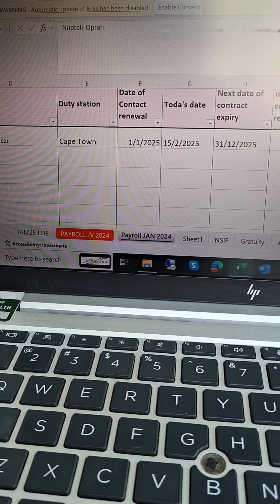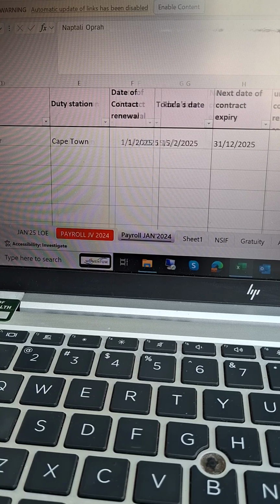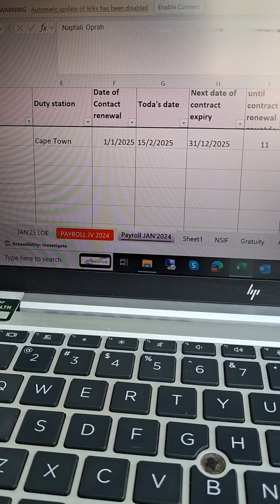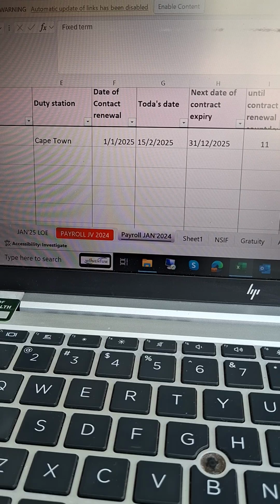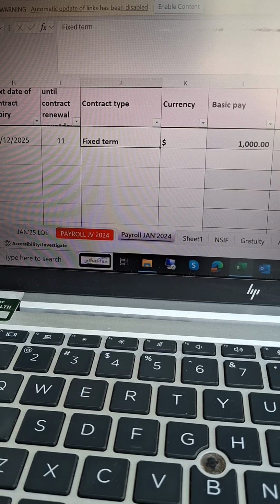Date of contract renewal, 1st of January 2025. That is the date he started, probably. Today's date, somebody is making the payroll on 15th of February 2025. Next date of contract renewal is 31st December 2025, running for 1 year. He is left with 11 months for the contract to be renewed. He is on fixed term, currency in US dollars.